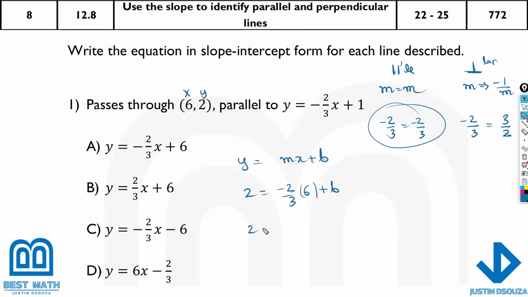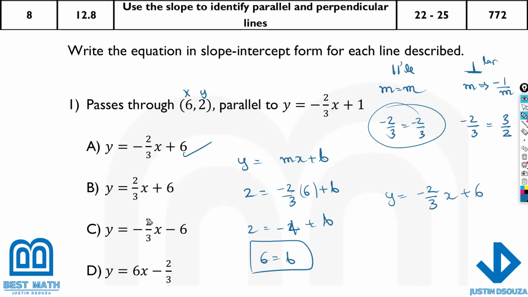Now let's solve this up. 2 is equal to minus 2 by 3 times 6, which is minus 4, plus b. You take it to the other side, and it'll be 6 is equal to b. So now again the same equation we can write. y is equal to, what is m? It's minus 2 by 3, x plus b, where the b value is 6. So this is the answer. That's the first one, right? Yeah, that's it. So once you find b, it's done.